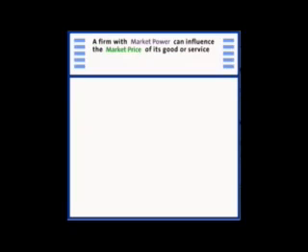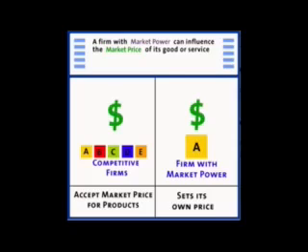Market power is a contrast to a competitive firm. A firm that is competitive is a price taker. A firm with market power has the ability then to set its price. An extreme case of a firm with market power is a monopolist. A monopoly is a single seller of a good or service.